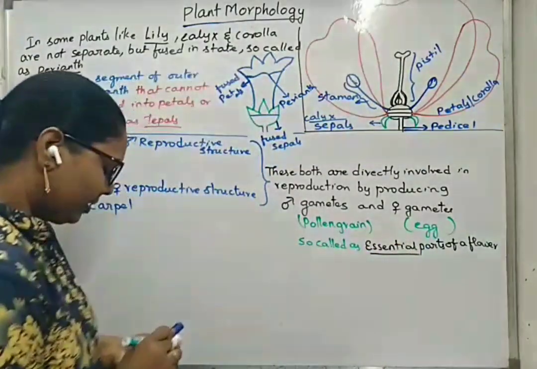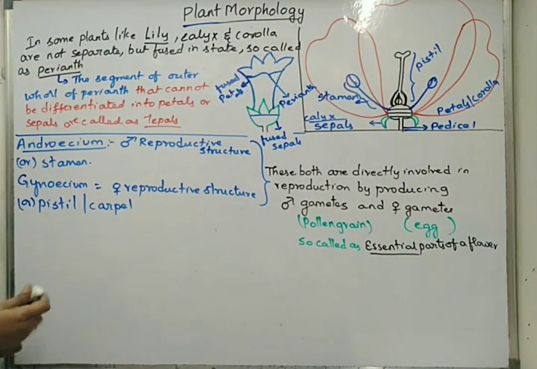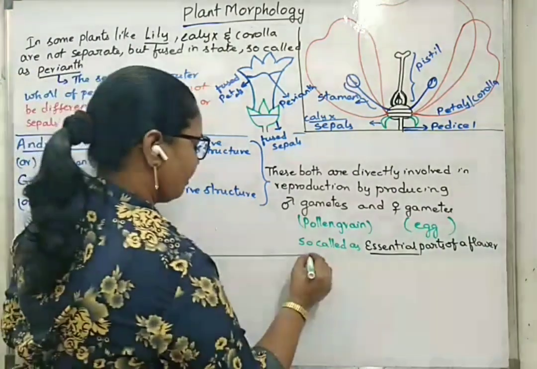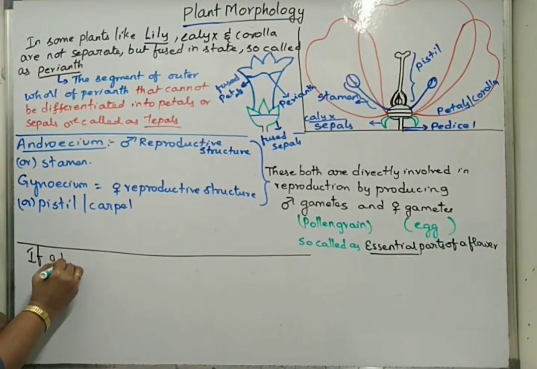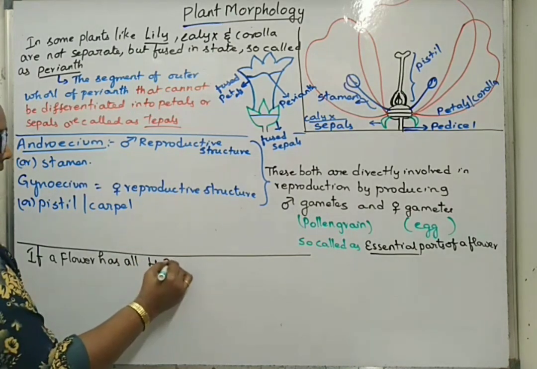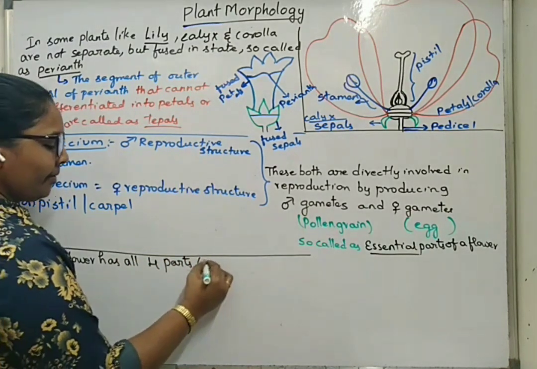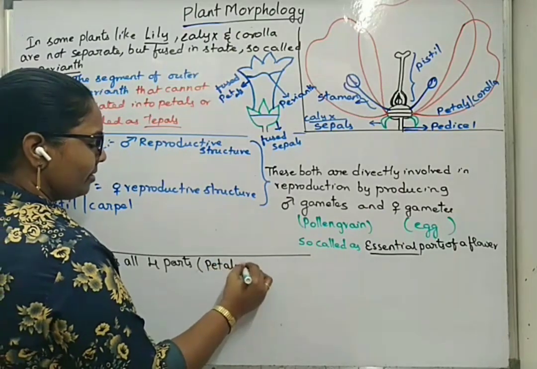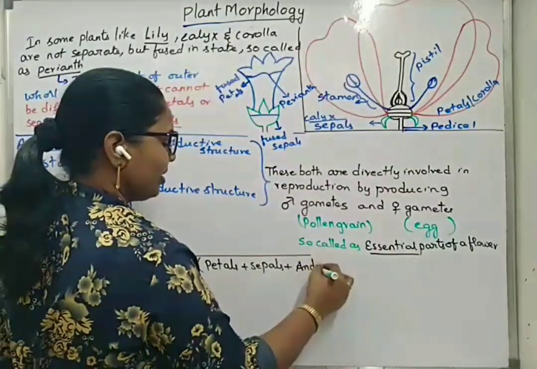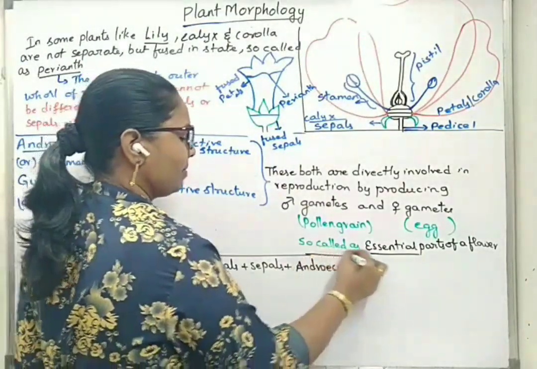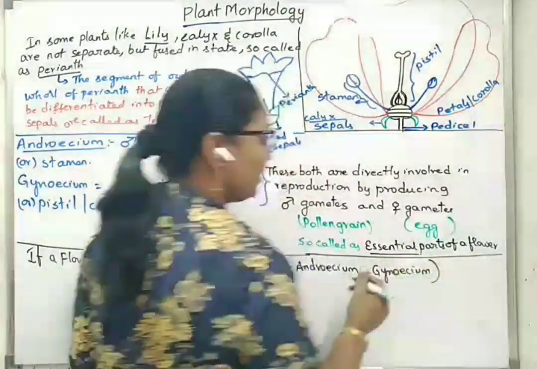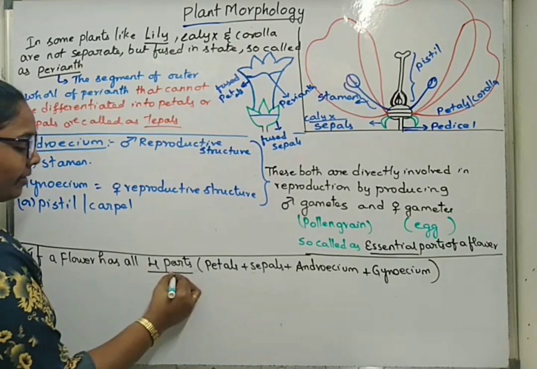We have seen calyx and corolla, the non-essential parts of a flower. So, if a flower has all four parts, what are those four parts? Petals plus sepals plus androecium plus gynoecium. Then such a flower is called a complete flower.